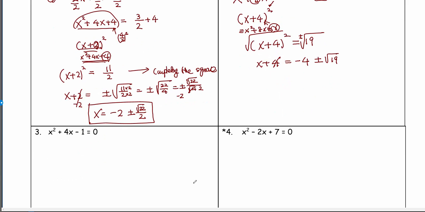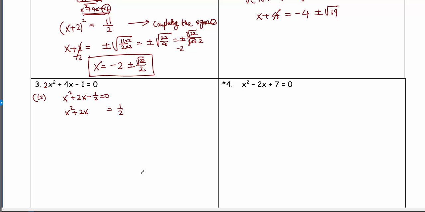Alright? So we're going to try one more time. If this is 2x squared, the coefficient is 2. That's not a good idea, okay? The coefficient of x squared should always be 1 to use completing the square. So divide by 2. What do I get? x squared plus 2x minus 1 half equals 0. Now separate: x squared plus 2x equals 1 half.